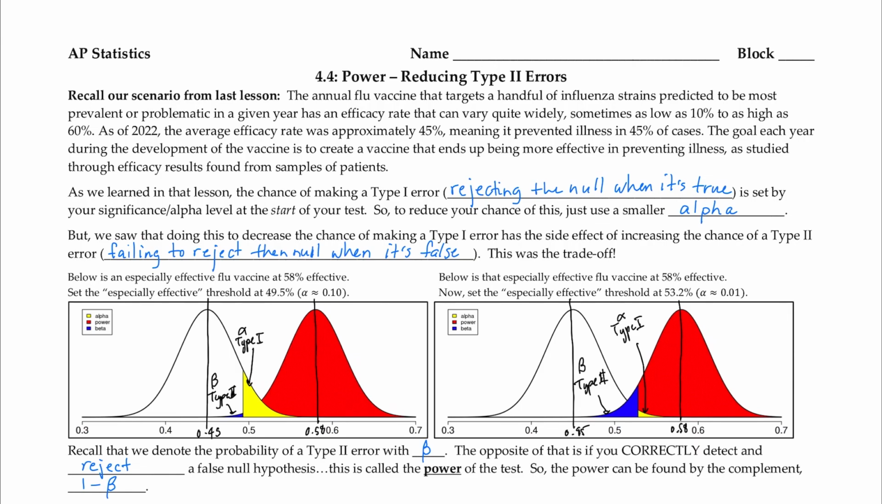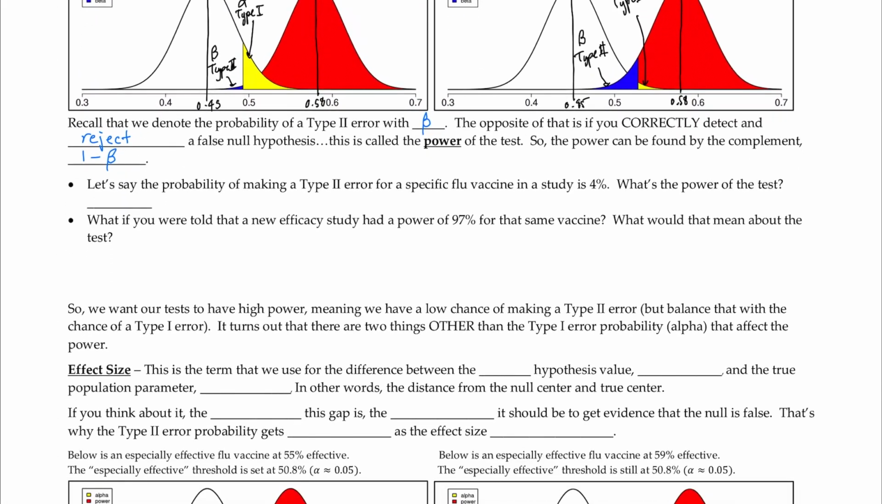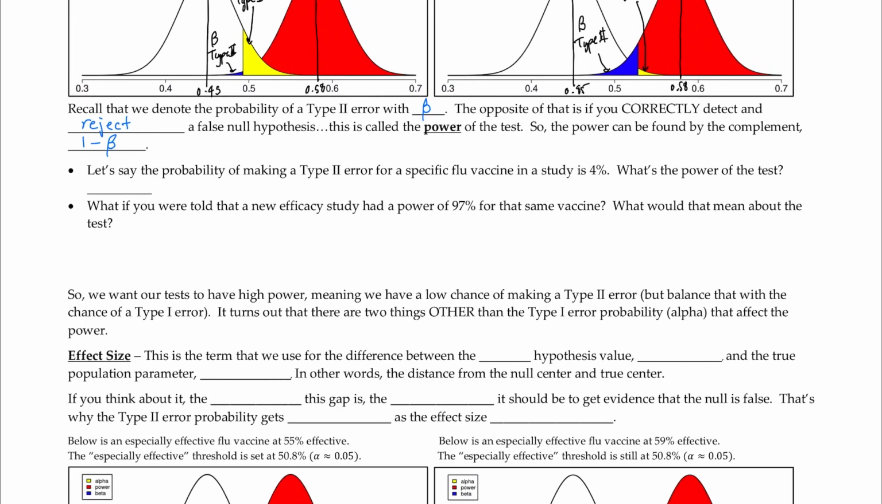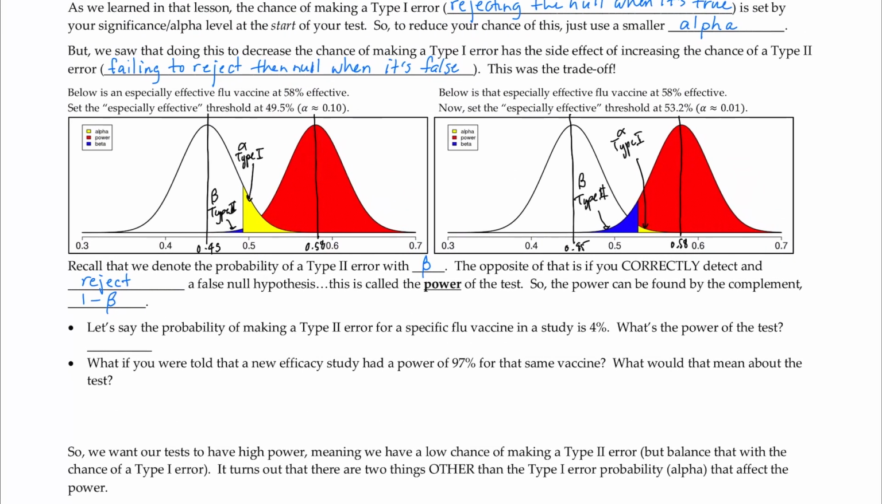So let's go ahead and think about some basics here. Let's go back up to the graphs here. So then we can say this red shading that we see here, that is power. That is 1 minus beta. So that red shading there.